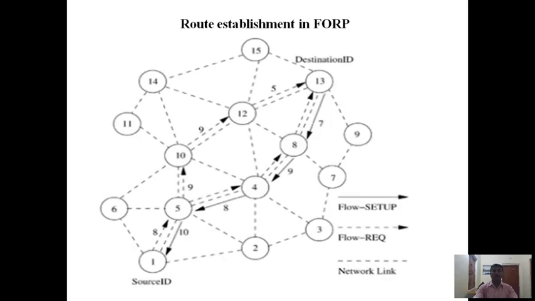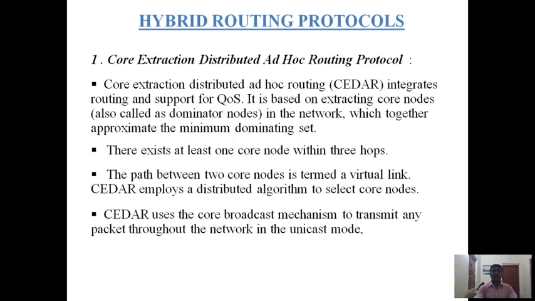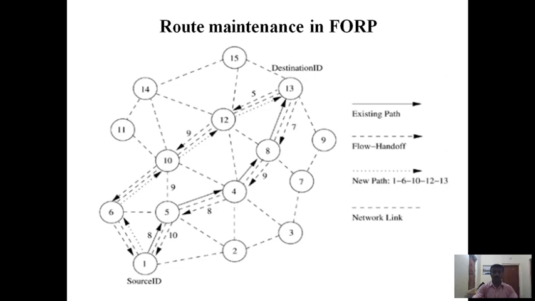So this is the route establishment diagram for flow oriented routing protocol. It is also an on demand routing protocol. It floods the request message, and based on that, it transfers the data to the destination device. And this is the route maintenance in flow oriented routing protocol. If any breakages occur, it finds the next routing path to transfer the data. So these are all the concepts involved in flow oriented routing protocol.